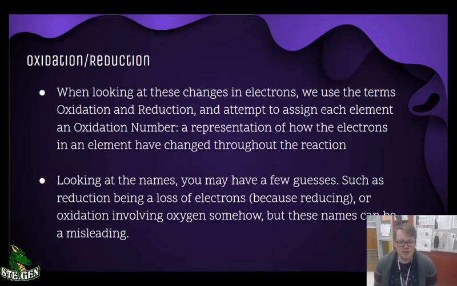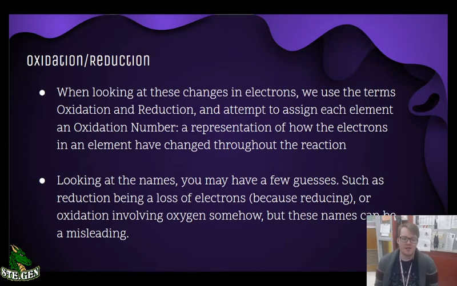And so what we're going to do is look at these changes in electrons in terms of oxidation and reduction. Those are the terms we use when we assign oxidation numbers. It's a representation of how the electrons in an element have changed because of a chemical reaction. So first thing to note, and we're going to talk about this in more detail, number 1, they have to happen at the same time. This is not 'this thing will get oxidized and there isn't a reduction.' If you have oxidation, you have to have reduction. This is a package deal. They're both going to happen at the same time.